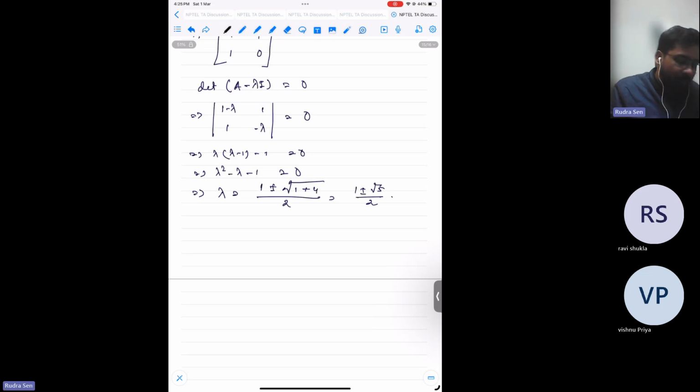1 plus minus root 5 by 2. So this is something like 1 plus root 5 by 2, something like 1.618, and then minus 0.618. These are the two values. Okay.